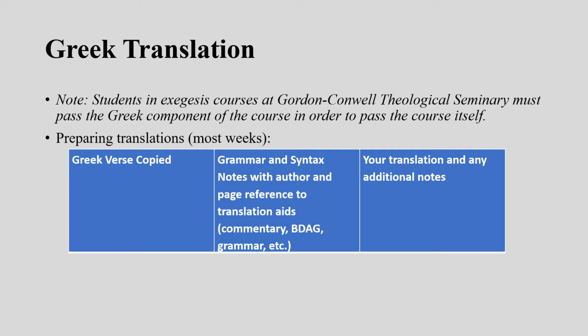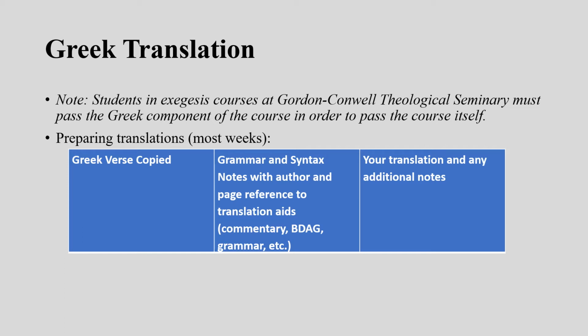This course involves Greek translation work, your own work from the Greek text. You need to copy the Greek in one column of a table. In the middle column, you need to note here and there what some sources are for your exploring the Greek and how to translate it. That would involve references to the commentary, for example, or other reading on the course, or some further work with tools like the lexicon BDAG or some other grammars, some translation aids.